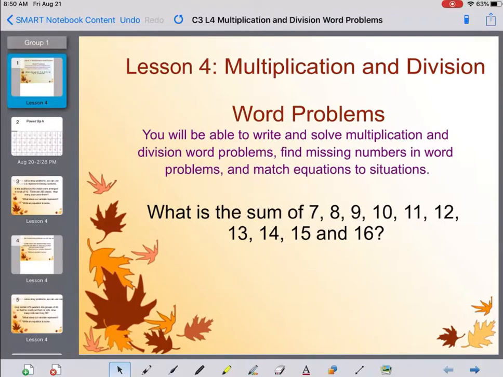Okay, Course 3, Lesson 4, Multiplication and Division Word Problems. So, objective: you'll be able to write and solve multiplication and division word problems, find missing numbers in word problems, and match equations to situations. Warm-up was just taking the sum of those numbers, but we're going to jump right into it today.